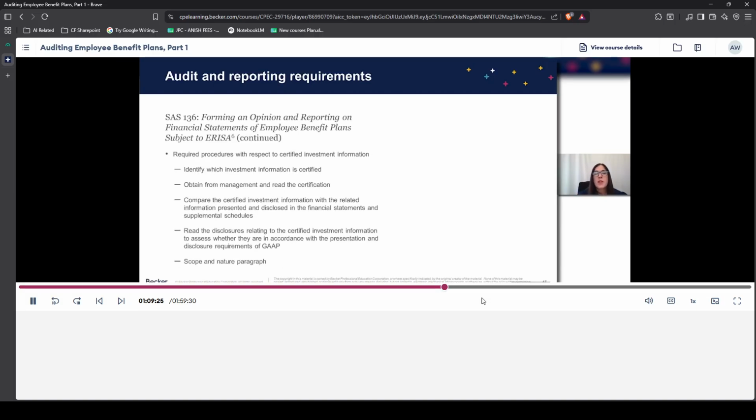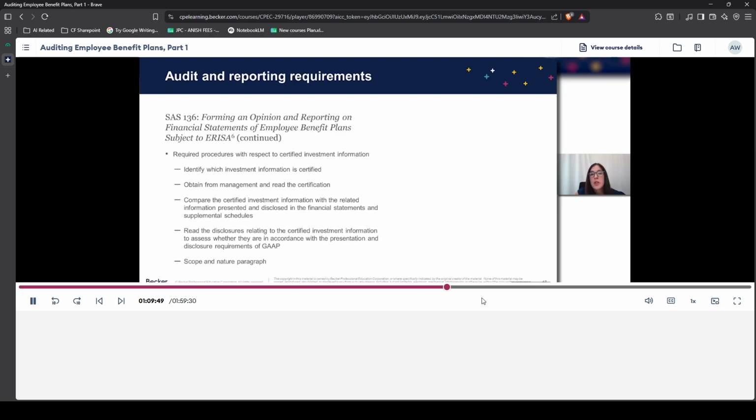With SAS 136, and again, I'm just going through this very quickly because we've talked about SAS 136 for numerous years now, and it is in place, it is effective. You need to make sure you properly document your compliance with SAS 136 and that you're using the correct audit report in accordance with 136 and AU-C section 703.